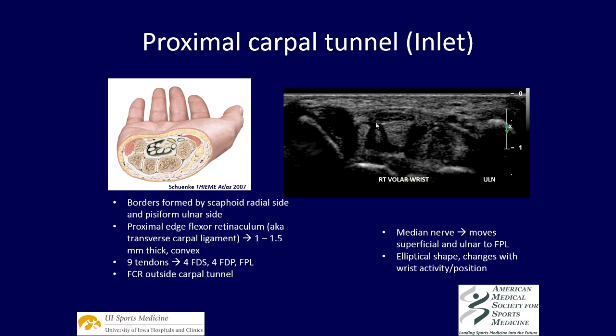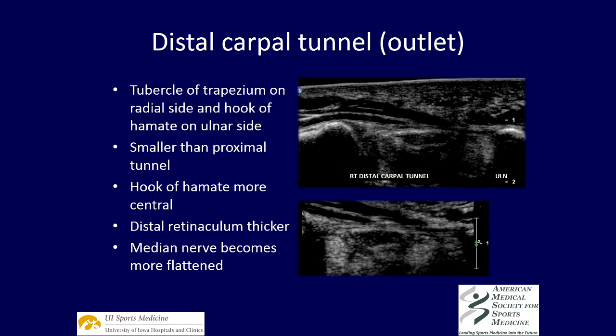median nerve will drop down and below as we move into the forearm. And as we move back distally, the nerve is going to move superficial and ulnar to the FPL. At this point, it will take on somewhat of an elliptical shape as it moves into the carpal tunnel. It should also move with dynamic imaging of finger flexion, and lack of this movement has been associated with carpal tunnel syndrome.